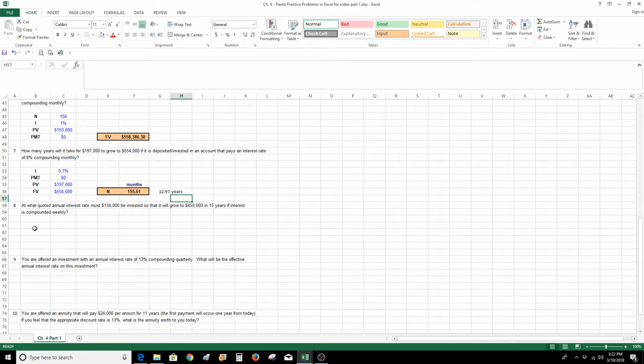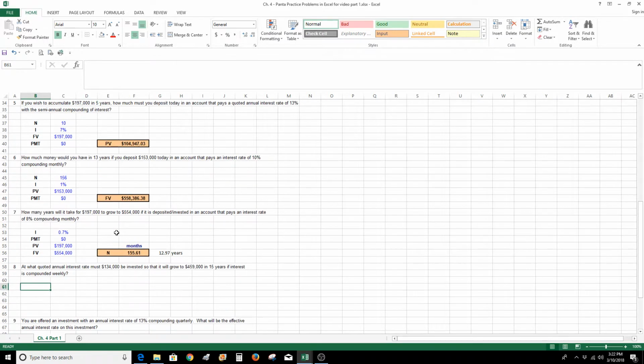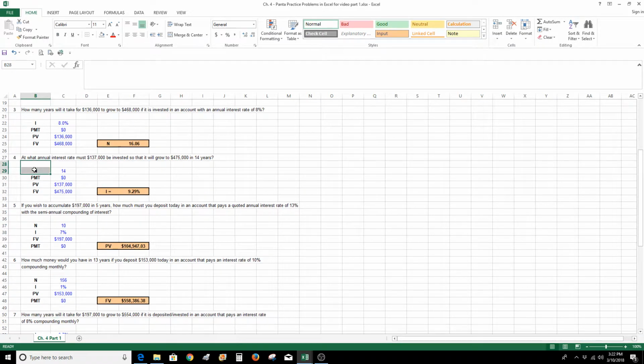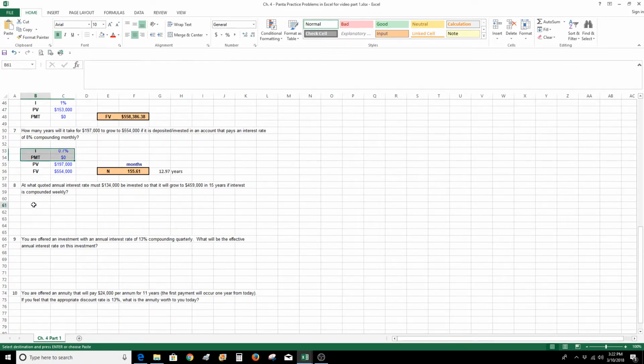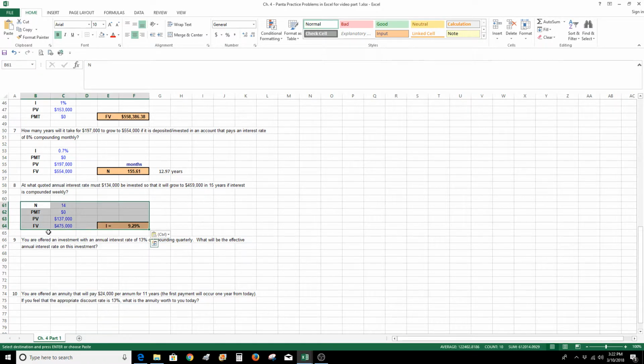Okay, so the next problem, it asks, at what quoted annual interest rate must $134,000 be invested so that it will grow to $459,000 in 15 years if interest rate is compounded weekly? So we're looking for I, because it's asking for the interest rate. So we're going to go up here, copy, and right click and paste.